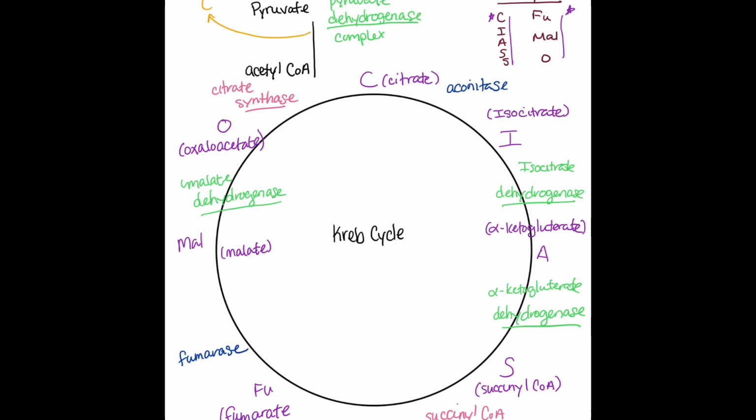Now from pyruvate to acetyl-CoA, carbon dioxide is released, as well as NADH. Now isocitrate is oxidized. It gives us NADH from NAD+. Now decarboxylation comes into play and carbon dioxide is released from the cycle. Now we see the same set of reactions happening between alpha ketoglutarate and succinyl-CoA.